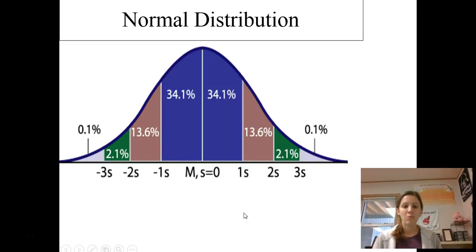We find that this happens with height in groups. So if you take the height of everybody in Bethel, 68% of people are going to fall usually within each other. And we're going to do an activity tomorrow in class that kind of proves this normal distribution.